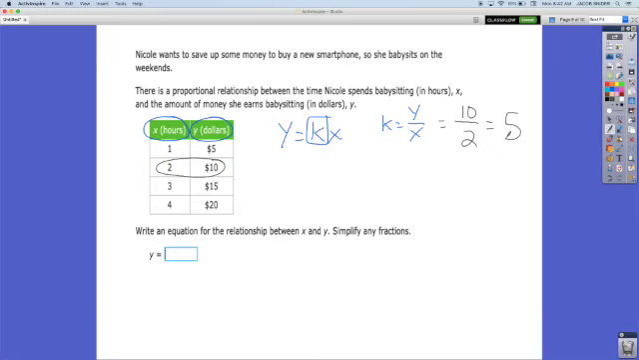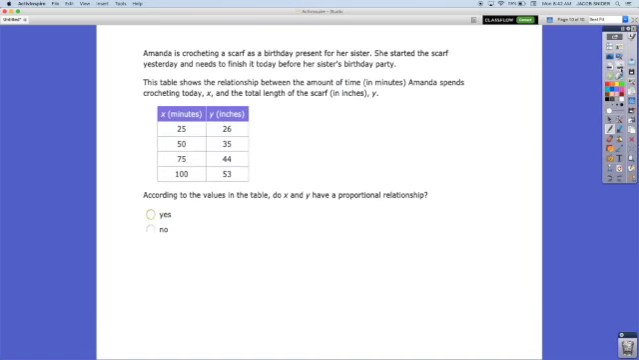So when I go to type in my equation down here, it would be y equals, and I put my k value next, which we simplified to make it 5x. So my equation would be y equals 5x, and that's what I would plug into my box down there. Okay? One more example, and then we'll do a couple together when we come back together here.